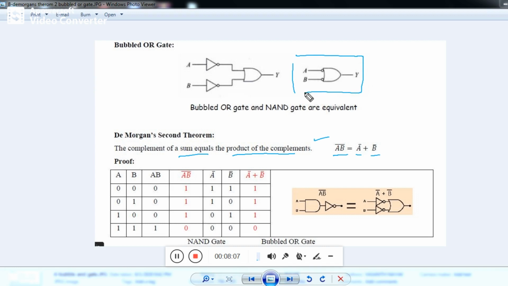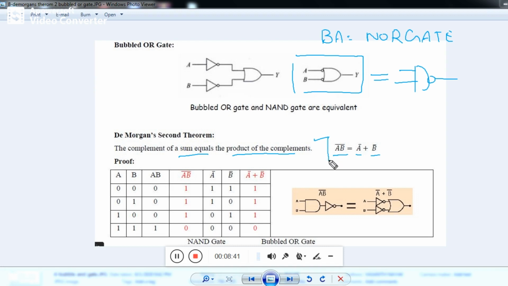We have seen the bubbled AND gate. The bubbled OR gate is equal to the NAND gate. We have to prove this one. In De Morgan's first theorem, we proved bubbled AND gate is equal to NOR gate. But in this case, you have to prove bubbled OR gate is equal to NAND gate. So, similarly, we have to prove.